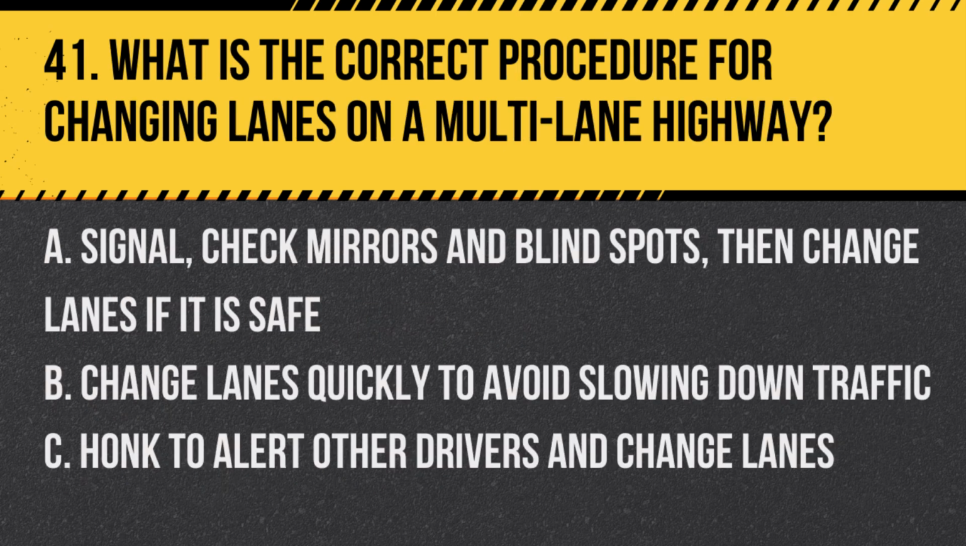Question 41. What is the correct procedure for changing lanes on a multi-lane highway? A. Signal, check mirrors and blind spots, then change lanes if it is safe. B. Change lanes quickly to avoid slowing down traffic. C. Honk to alert other drivers and change lanes. Answer: A. Signal, check mirrors and blind spots, then change lanes if it is safe. The correct procedure involves signaling, checking mirrors and blind spots, and then safely changing lanes.